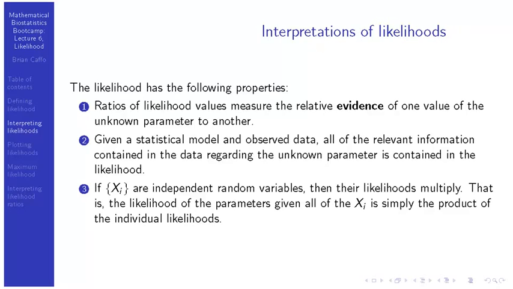So when we have a bunch of independent data points, xi, then the joint density is the product of the individual densities. So equivalently, as we've said, the likelihood is nothing other than the density evaluated as a function of the parameter, so it's also true that their likelihoods multiply. So independence makes things multiply. It makes the joint density multiply. It makes the likelihood multiply. So I summarize that here in the statement. That is, the likelihood of the parameters given all of the x's is simply the product of the individual likelihoods.